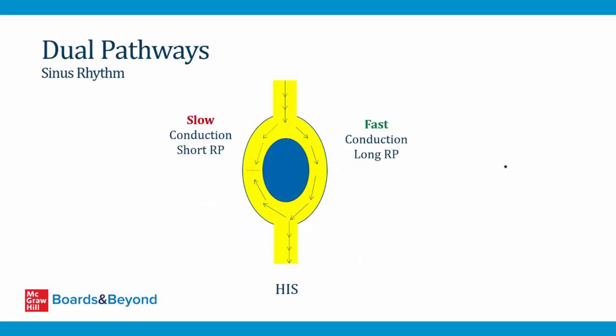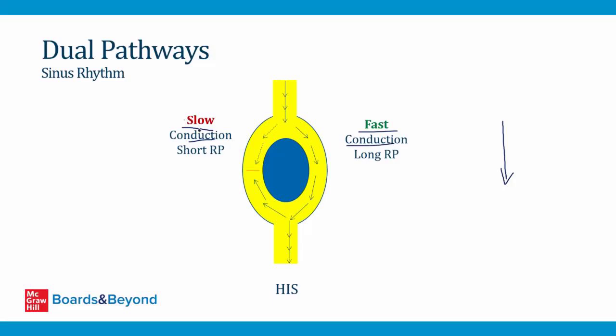In most of us, all the cells in the AV node are similar, meaning they all conduct electrical impulses at the same speed. But for unclear reasons, some of us are born with dual pathways in our AV node, and that's what can lead to AV-NRT. So a person with a dual pathway in their AV node has some cells near their AV node or in their AV node that conduct slowly, and they have other cells that conduct quickly.